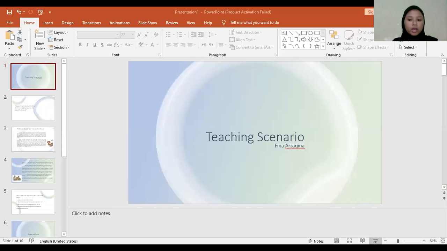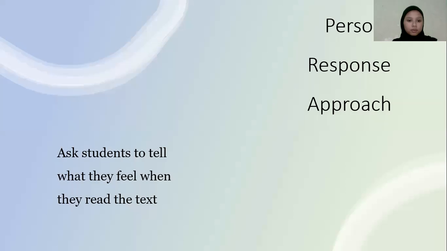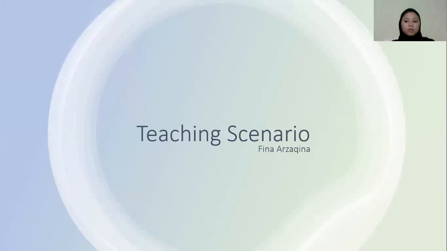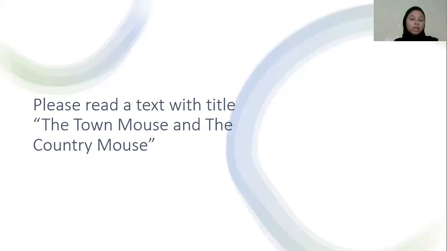So today I'm gonna explain to you about my teaching scenario. So in my teaching scenario, there are several activities. So let's start with the first activity. The first activity is I want to ask my student to read a text with the title, The Town Mouse and the Country Mouse.